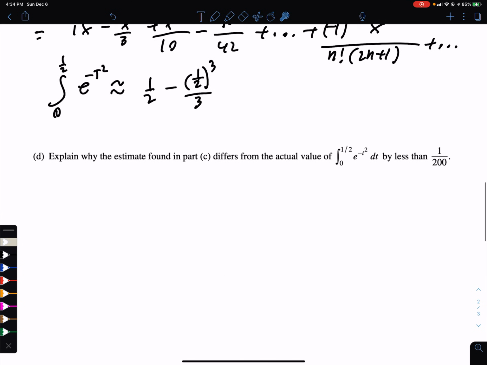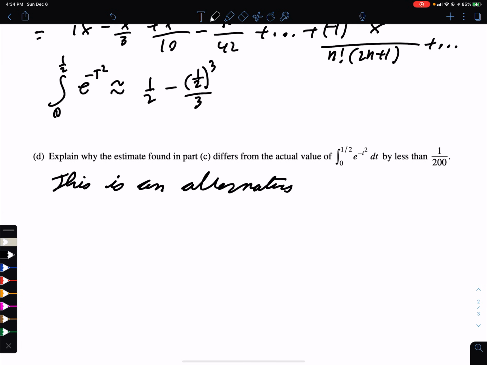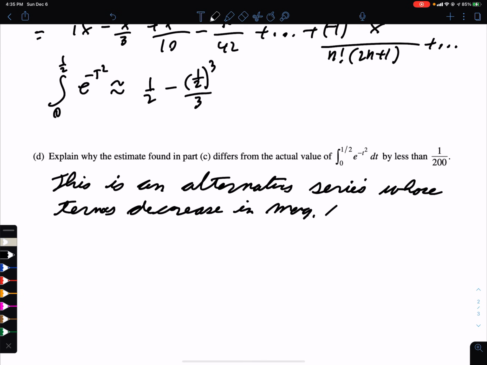But I'm going to say this is an alternating series. Now, when you do this on the test, if you don't say these things, you're going to lose a point. The reason you're allowed to use the next term for the error, the maximum error, is because it's an alternating series whose terms decrease in magnitude to 0.